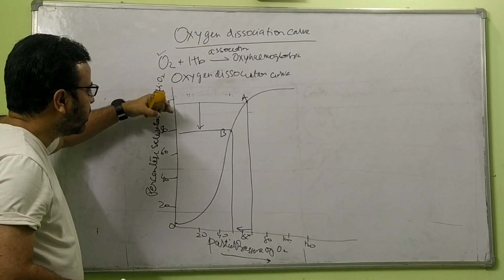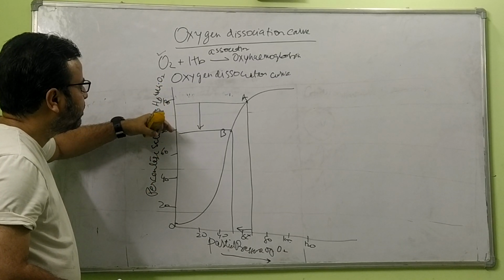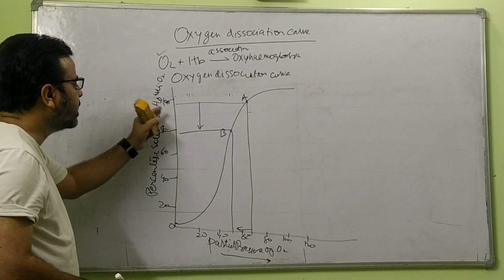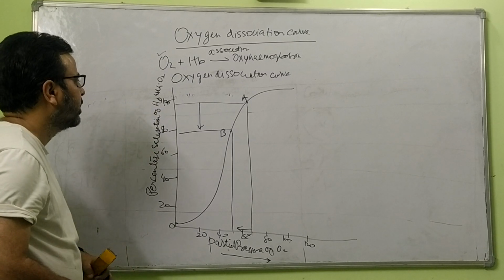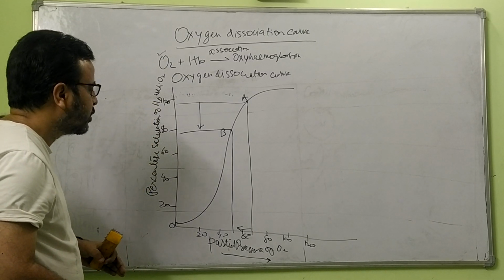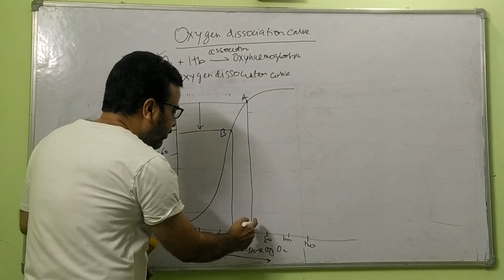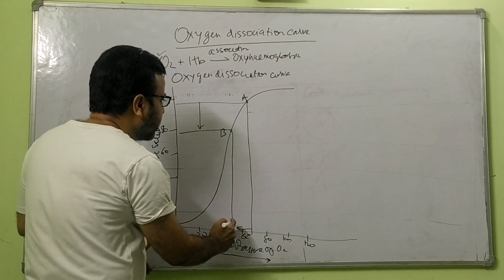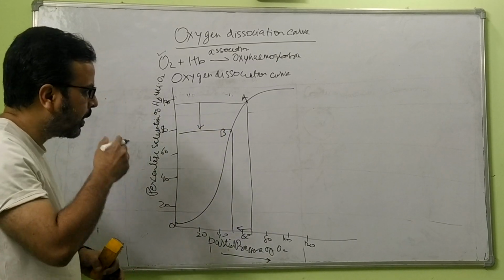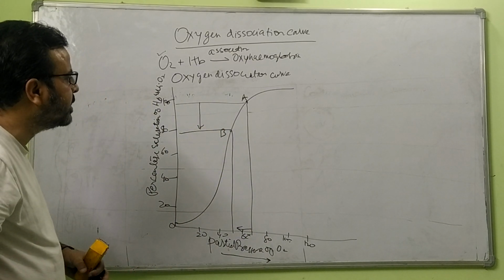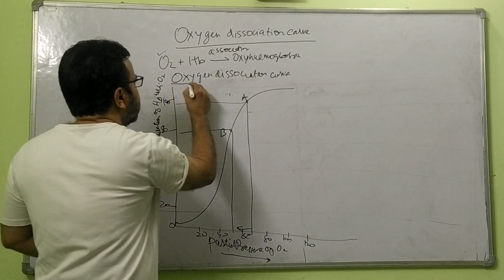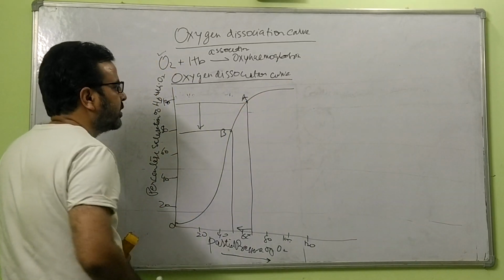So oxygen becomes less saturated, that means oxygen is dissociating. Less saturation is dissociation, less availability or dissociation of oxygen. So from A to B, if we decrease the partial pressure of oxygen, that leads to dissociation. And this is the basis of calling it an oxygen dissociation curve.